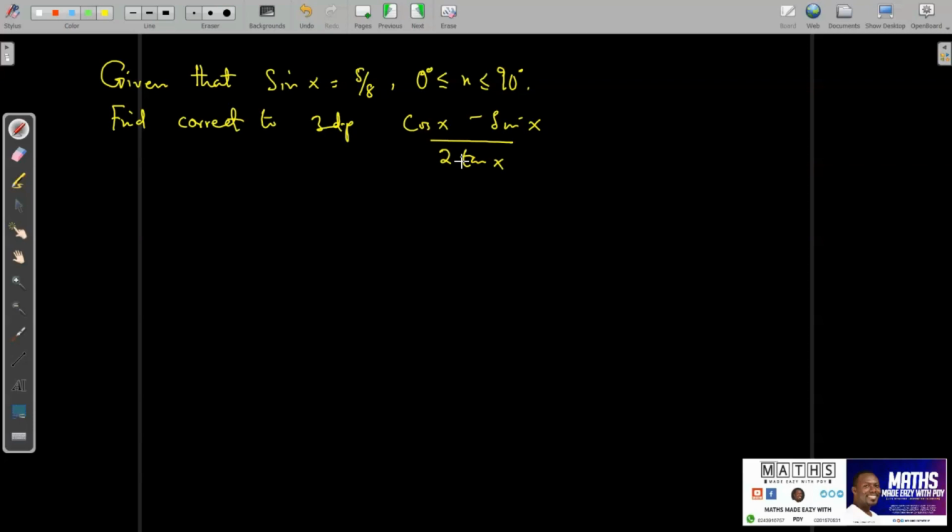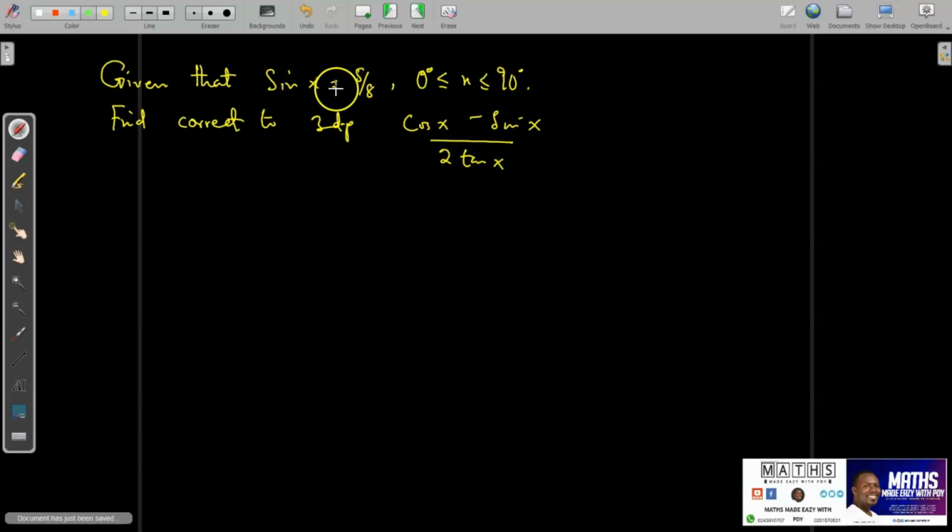So the strategy we always want students to adopt when it comes to such questions is that you should be able to use only this information, which is sine of x equals 5 on 8, to generate cos x and also to generate tan x.